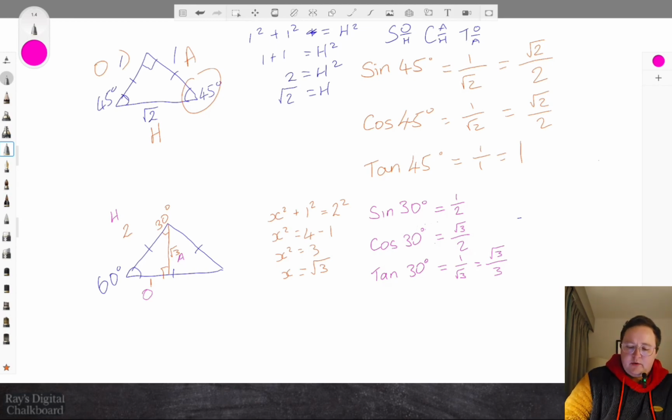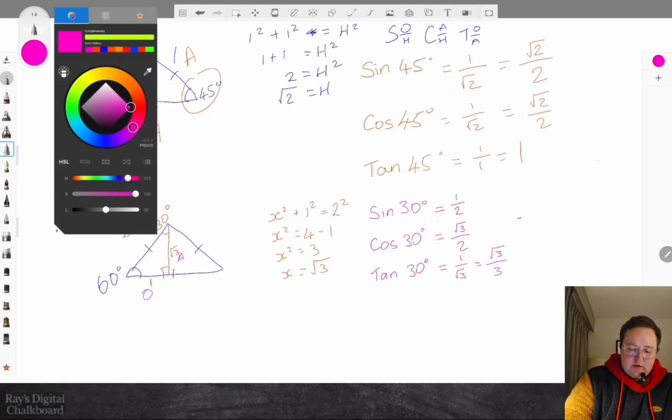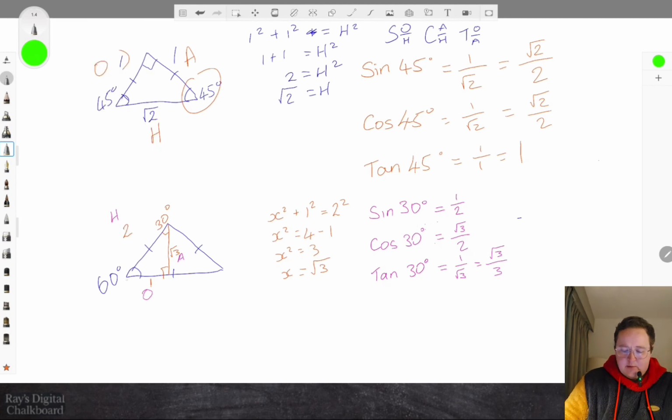Then we will do the same again, but for that 60-degree angle. We'll grab another color so it's easy to see, and we'll label our sides again. Opposite that 60-degree angle is now our opposite. Opposite our right angle is still the hypotenuse. And the other one we're left with is our adjacent. So again, we'll go with sine. This time our opposite is root 3 over our hypotenuse, which is 2.